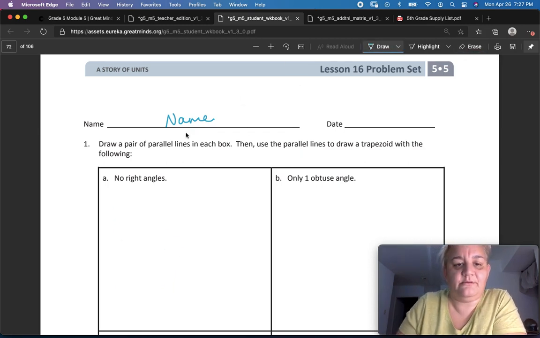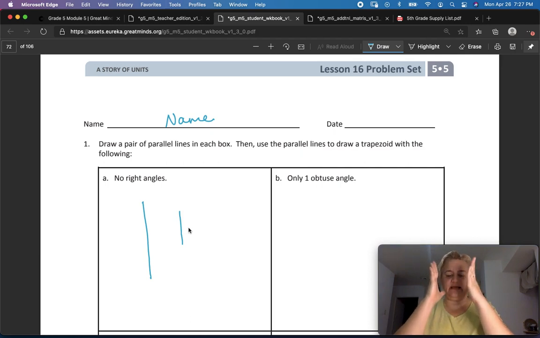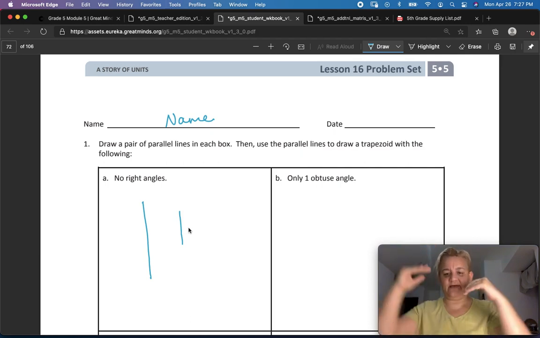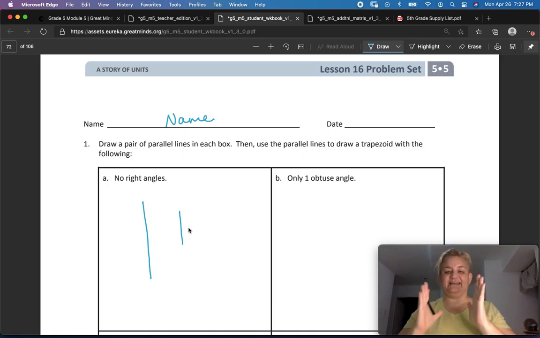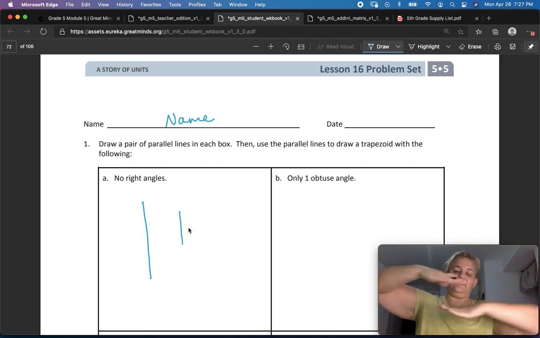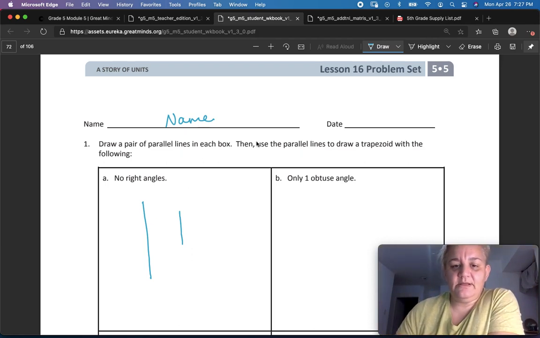Okay, so two parallel lines. Parallel line just means that they're on the same plane, that they go up and down or side to side or angle to angle. As long as they are always straight and parallel, they're never, ever, ever going to touch, okay? So use the parallel lines to draw a trapezoid with the following.